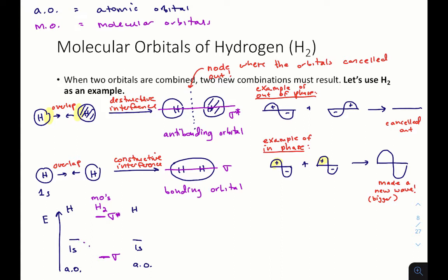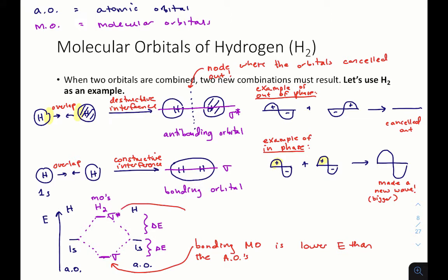So the molecular orbitals result, one of them is lower energy, one of them is higher energy, and what you will see is the difference in energy between the atomic orbitals and the antibonding orbital, and the atomic orbitals and the bonding orbital are about the same. They're not exactly the same. I'm not going to go into the details, but they're about the same. The bonding molecular orbital is lower energy than the atomic orbitals. The antibonding orbital is higher energy than the starting atomic orbitals.